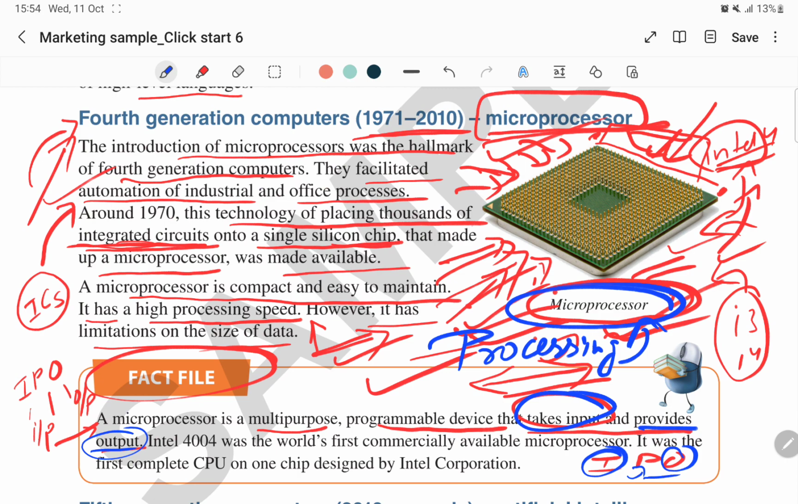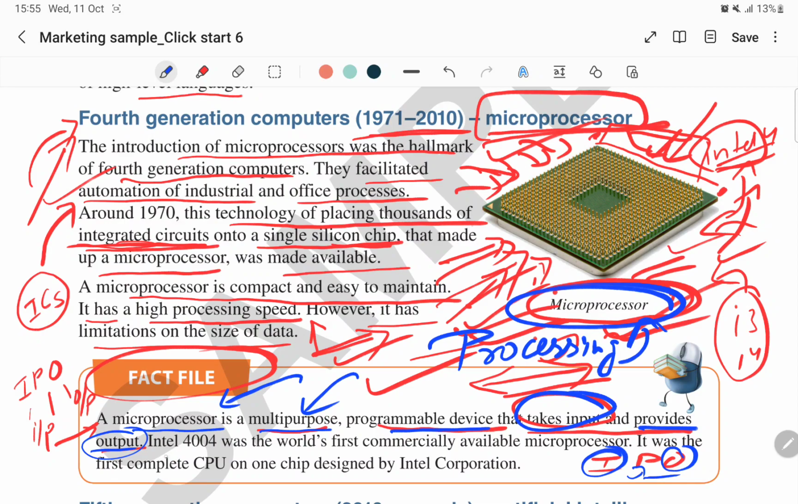So a microprocessor is a multi-purpose programmable device. It is multi-purpose because we are doing so many things at the same time, and this is facilitated by the microprocessor, which processes the inputs. The processing is done with the help of microprocessors. It is a multi-purpose and programmable device that takes input and provides output.